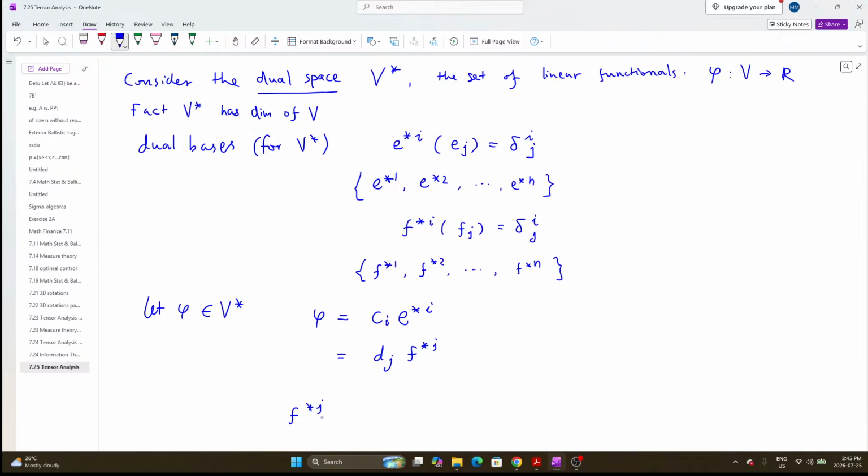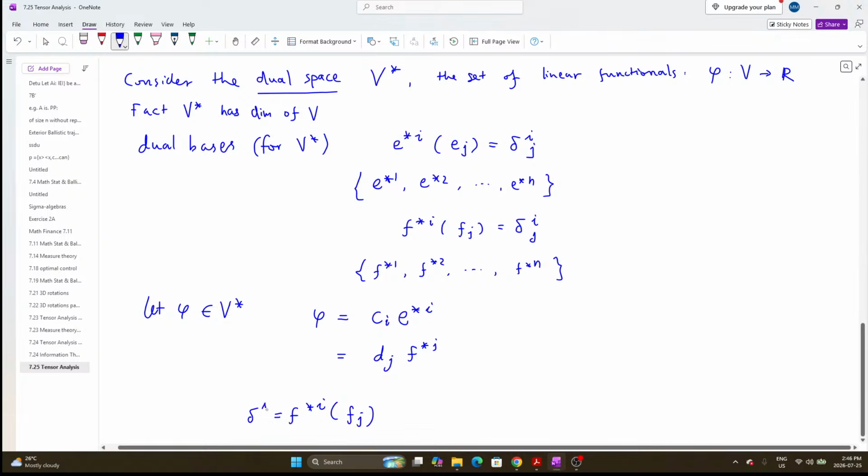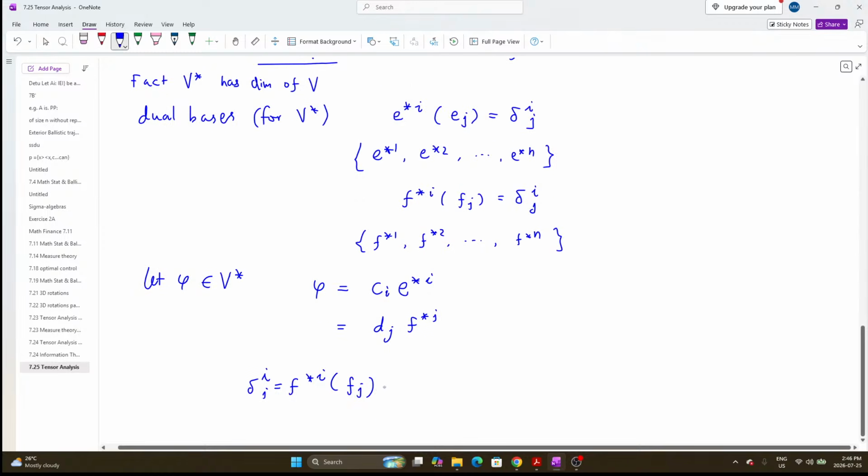Okay, so the dual basis transforms this way. So let me think about it. Well, starting from this identity, F star I of Fj equals the Kronecker delta Ij.